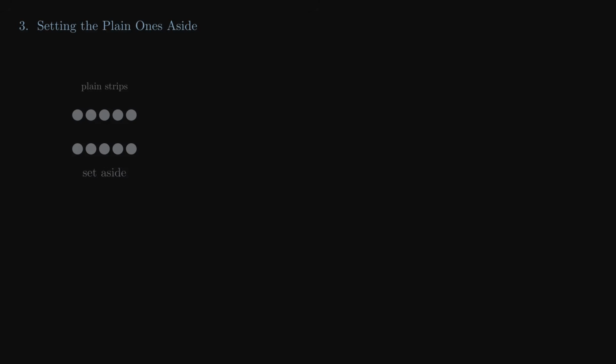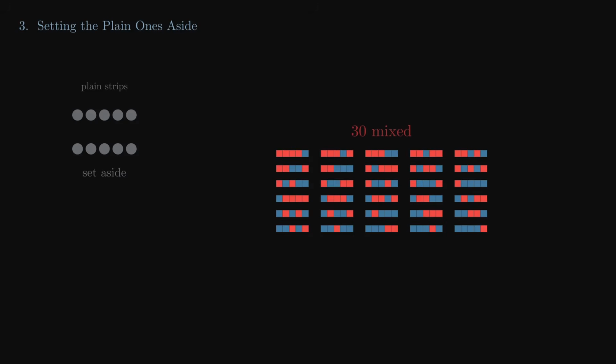Set those 2 aside, and 30 remain. 30 strips that are not a single solid color. Every one of them uses at least 2 different colors somewhere along its length. In the general statement, we have taken the a to the p total strips and removed the a plain ones, leaving a to the p minus a of the interesting kind. Hold on to that number, a to the p minus a, because it is the left side of Fermat's theorem in disguise. If we can show that this pile of mixed strips can be sorted into equal groups, and count how many are in each group, we will have proved the whole thing.